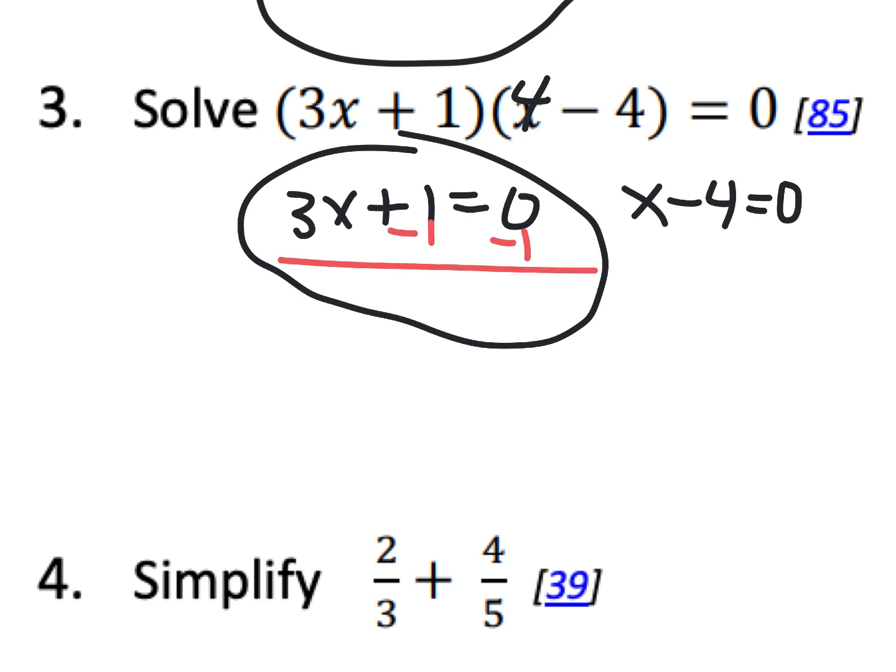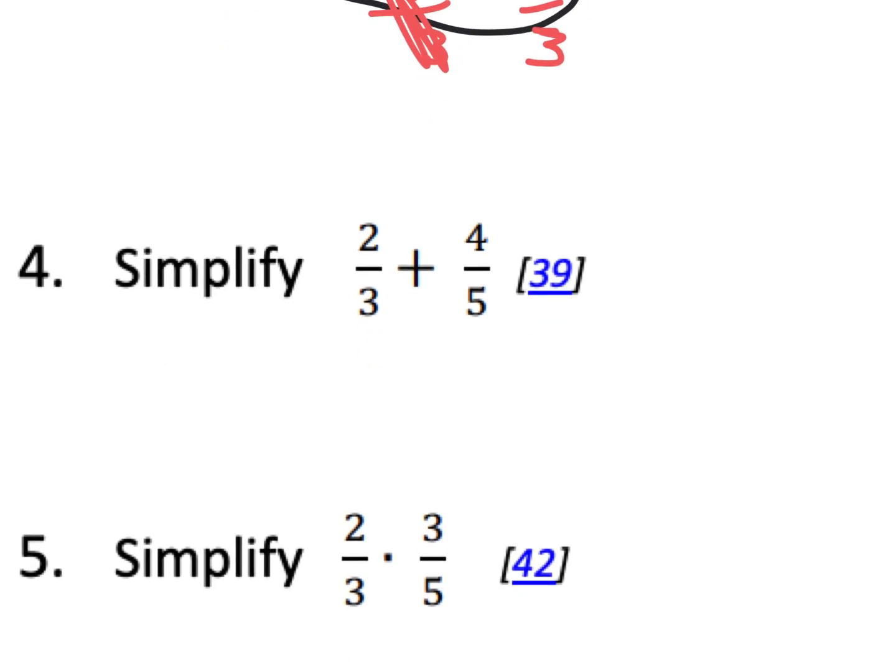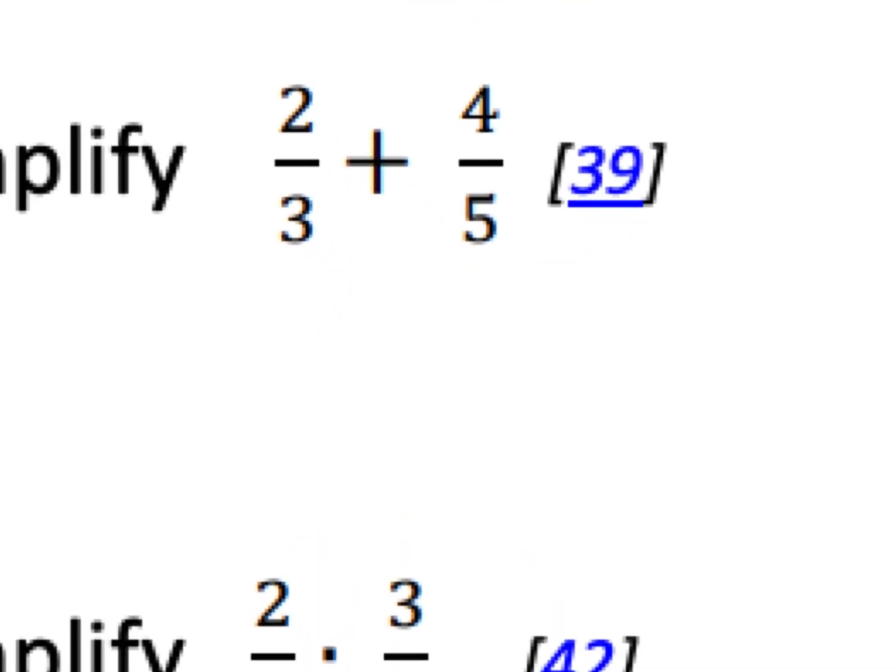You set them equal to 0 and you solve the simplest little 2-step equation of all. Did you get negative 1/3? Raise your hand if you did. Okay, good. And then adding fractions. These are all different from each other. Yeah, but we need them at critical moments, especially in pre-calculus.